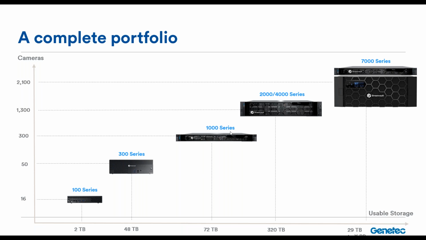The 1000, 2000, 4000, and 7000 series servers make up the high performance servers known as the rack mount or archiver family. We will discuss them a bit later on, with all the specifications that we can have with them.